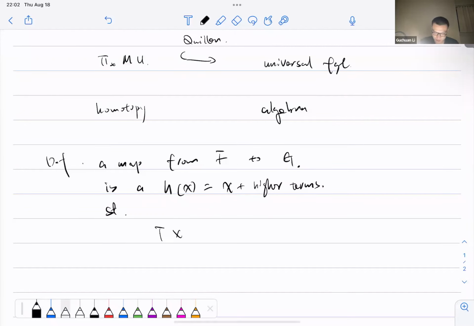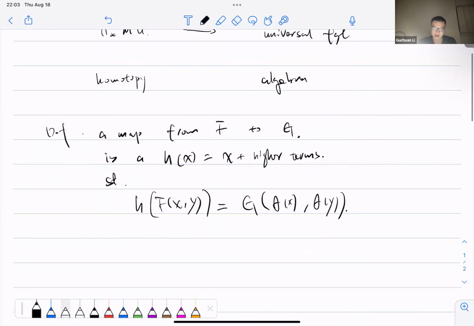If you use my source F to formally sum them together, then I can plug in my formal power series. This will be the same as I apply G, but inside I apply H of X and H of Y. So this is a map between formal groups from F to G.